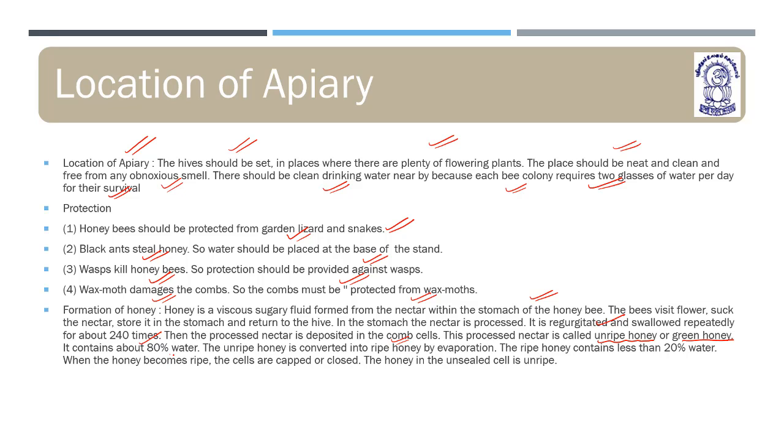It contains about 80% water. The unripe honey is converted into ripe honey by evaporation. The ripe honey contains less than 20% water. When the honey becomes ripe, the cells are capped or closed. Very important: the honey in an unsealed cell is unripe, and if the cell is sealed, capped, or closed, then it is ripe. The ripening of honey is a time-consuming and cumbersome process.